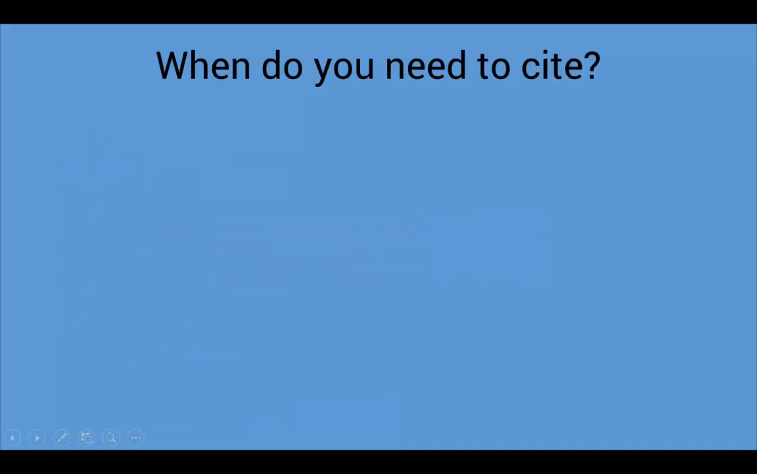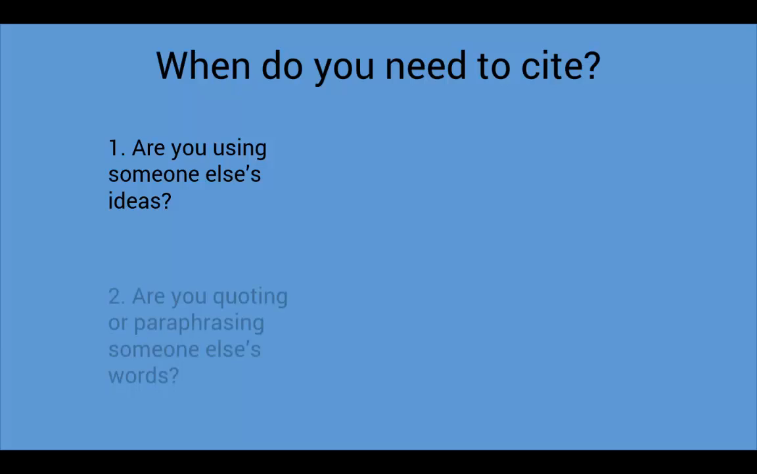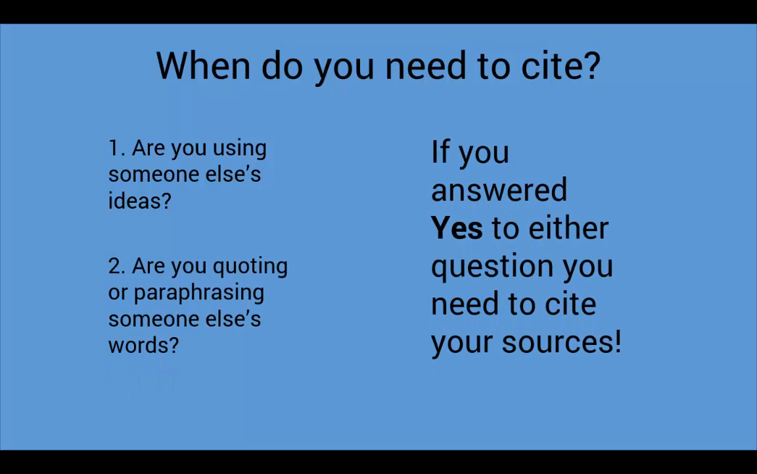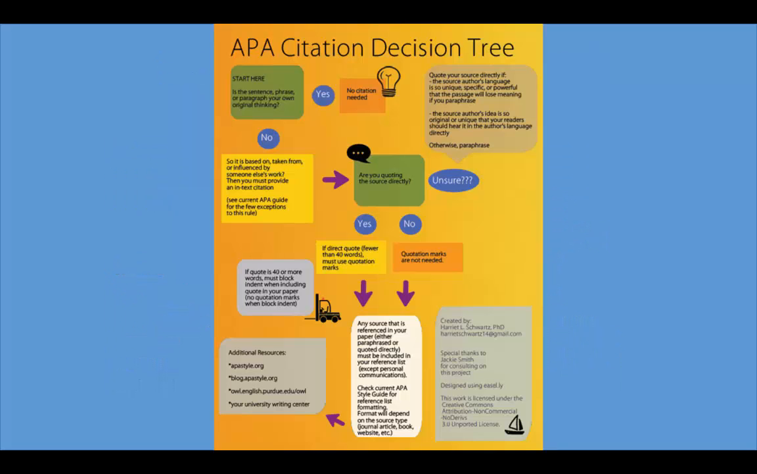When do you need to cite? You need to cite when you are using an outside source in your paper or project. If the information you are including is not your own idea or your own words, then you need to give credit to the person whose idea or words it is. This infographic outlines the thought process that you can follow when trying to determine whether you need to cite something.